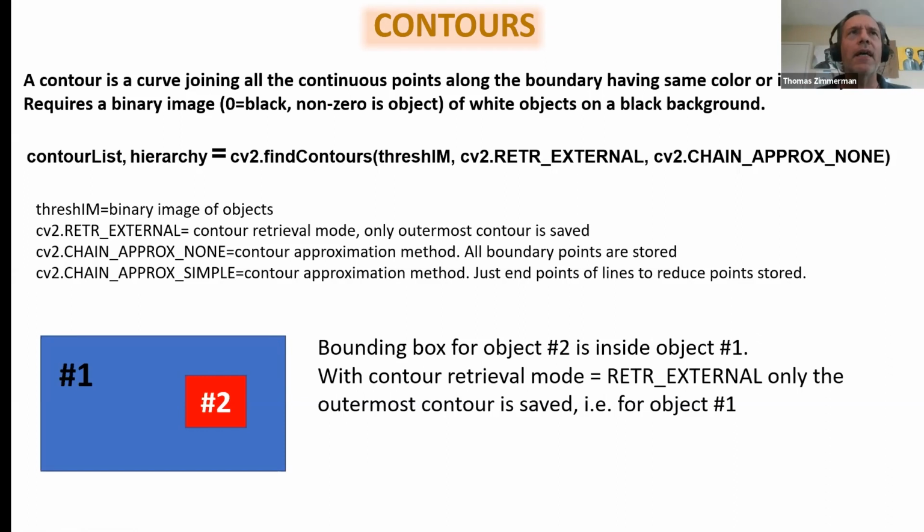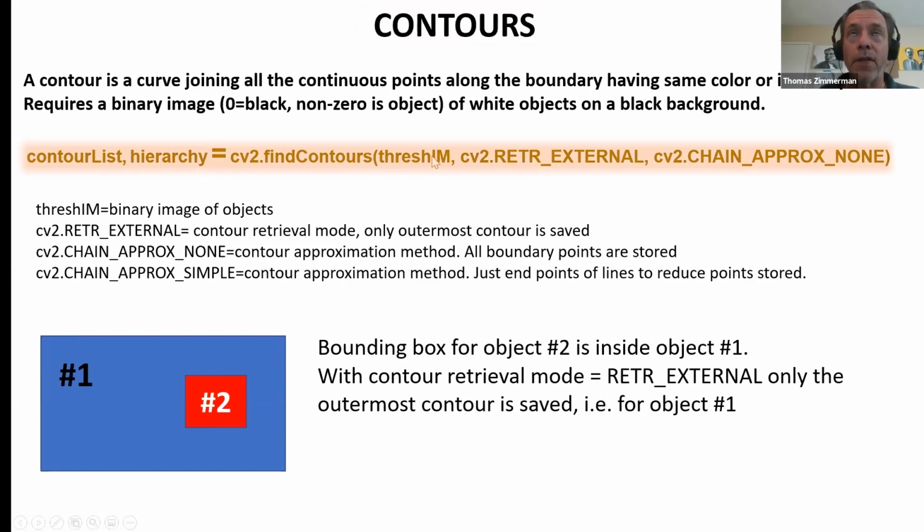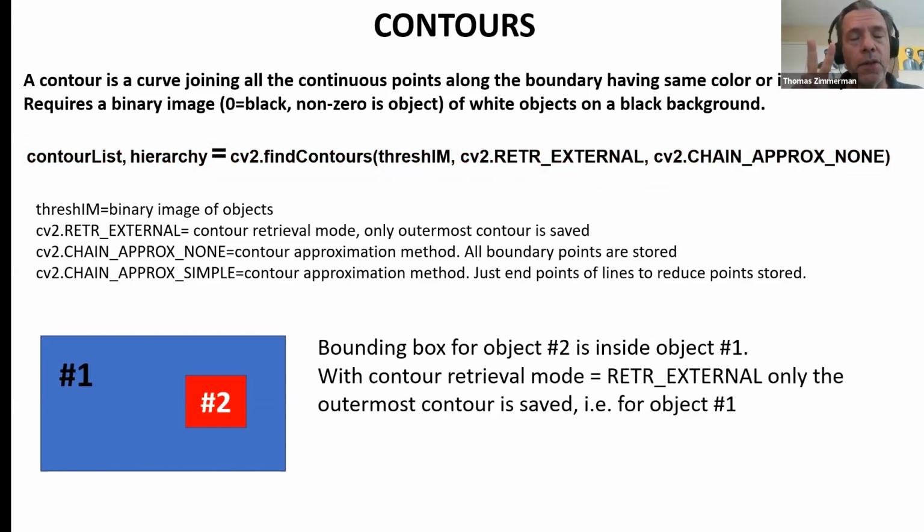So here are the findContours variables you give it. You give it the binary image, then you tell it, if you want, how it deals with the hierarchy of objects in objects. And I'll talk about what that means in a second. And then the final one is it's going to give you all the points around the contour. And it can do it two ways. It can give you all the points.